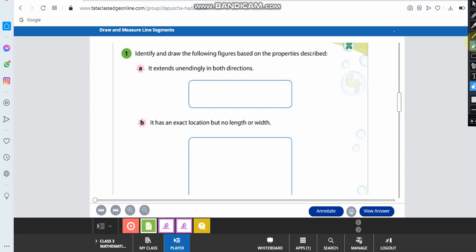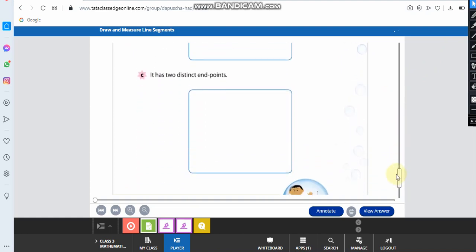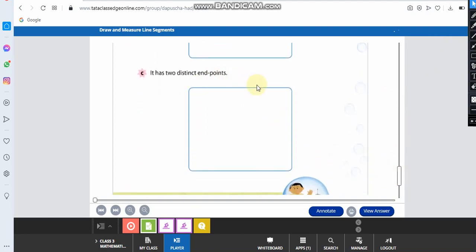Now next question. Question number C. It has two distinct endpoints. So let us draw this. So the correct answer is line segment. Okay. So 2 points at these two ends and give this name. Always you have to denote with capital letter. So I am writing P and this side I am writing Q. So this was the activity.